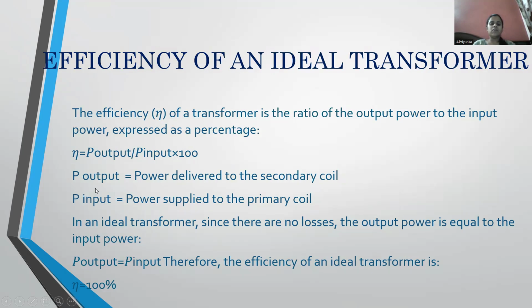So what is the output power? Power delivered to the secondary coil is nothing but the output power, and the input power is nothing but the power supplied to the primary coil. In an ideal transformer, since there are no losses, the input power is always equal to the output power. By this, we get the efficiency of an ideal transformer is 100%. But for a real transformer, it is not 100%.